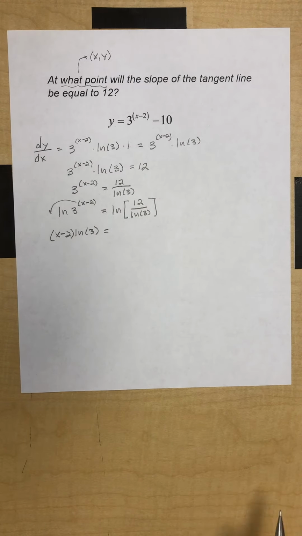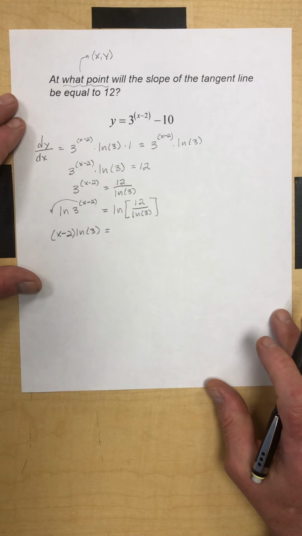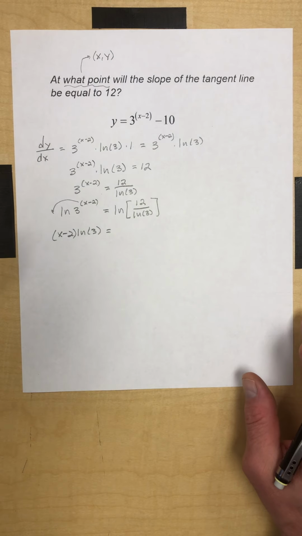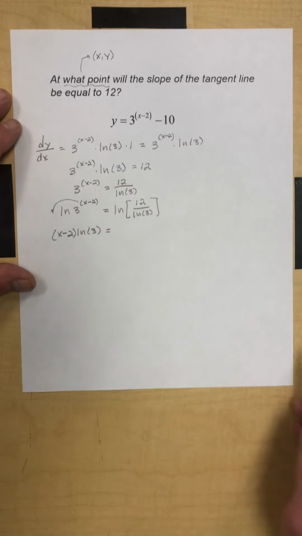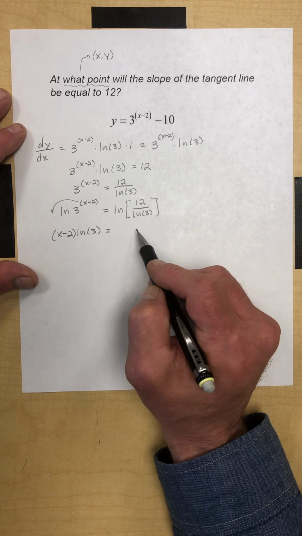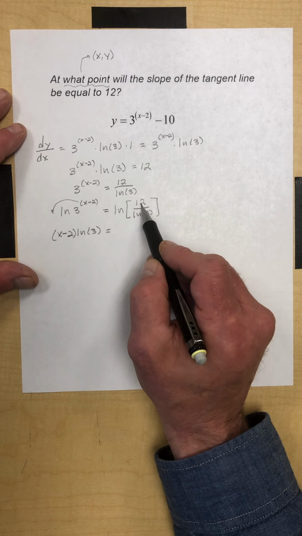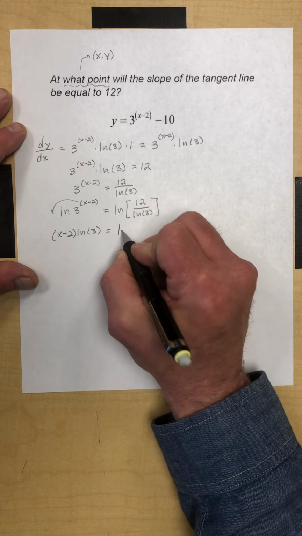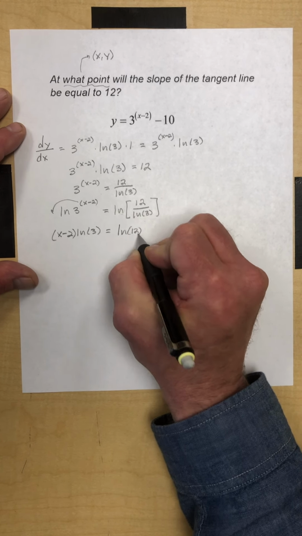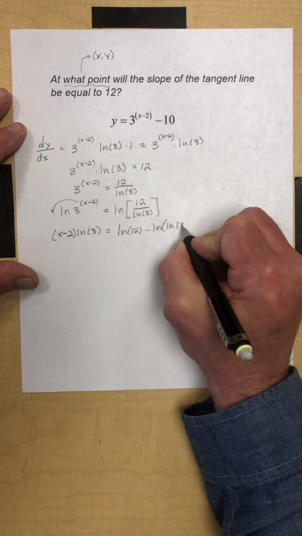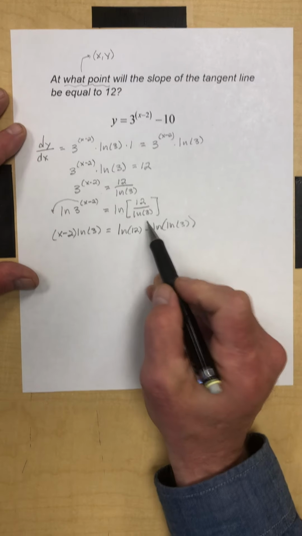Now, coming down the road when I punch it into the calculator, I am probably going to want to make it easy on myself. You don't have to do this; you could leave it just the way it is. But notice I have the natural log of a quotient, so I can apply the quotient rule, and that gives me the natural log of the numerator minus the natural log of the denominator. So this right-hand side would be the same as the natural log of 12 minus the natural log of 3. Again, you could leave it the way it is. It's up to you.